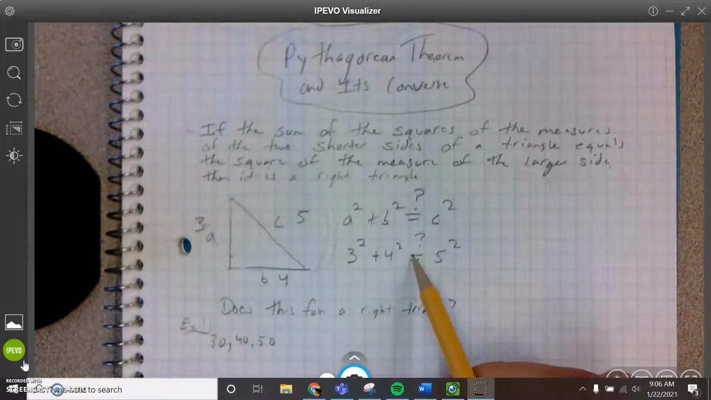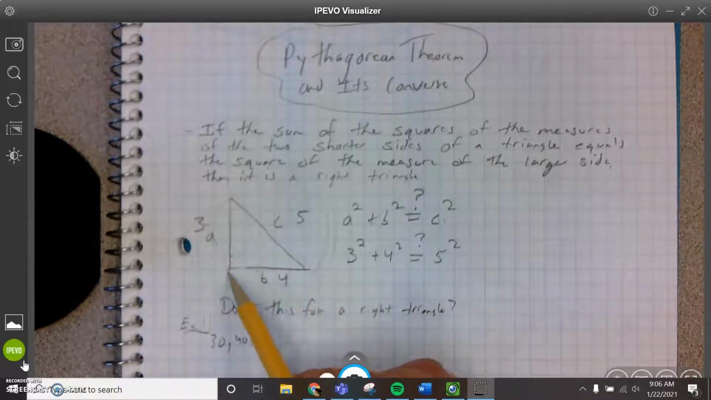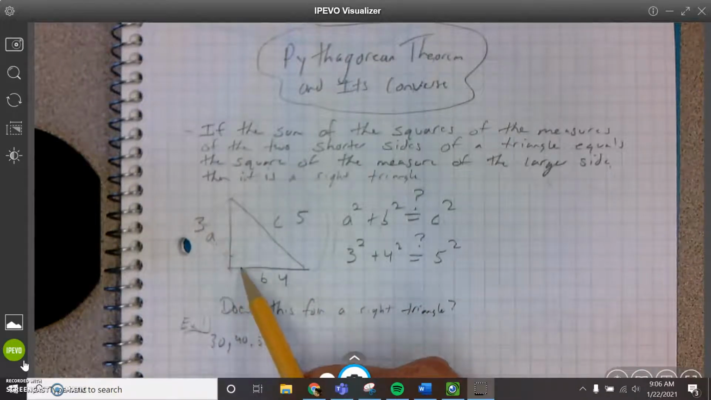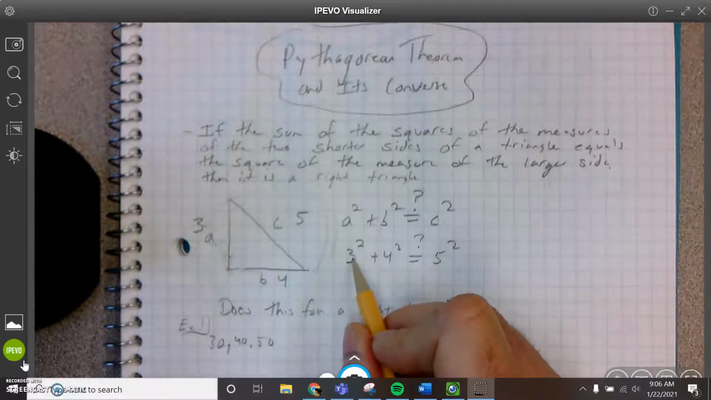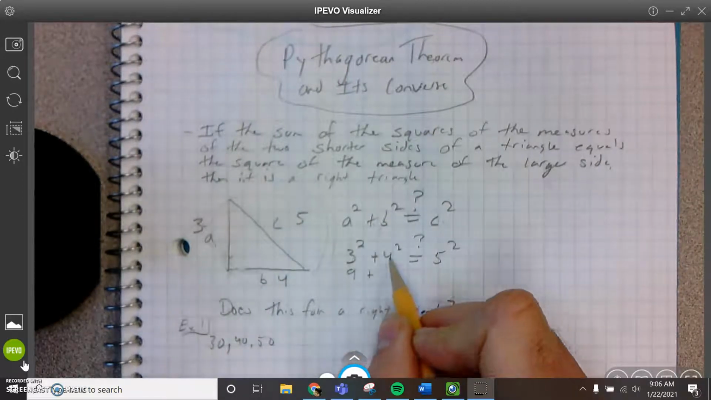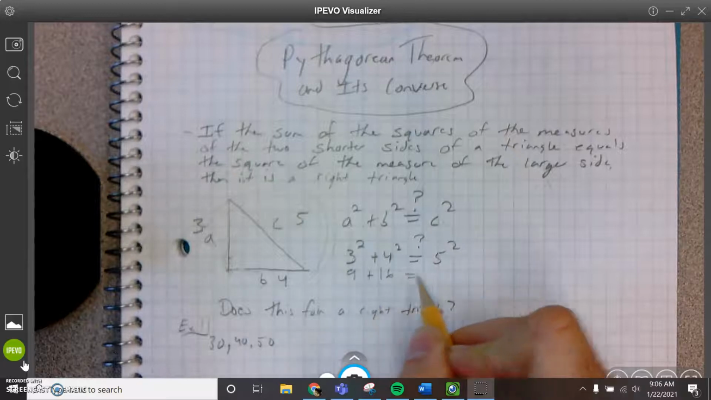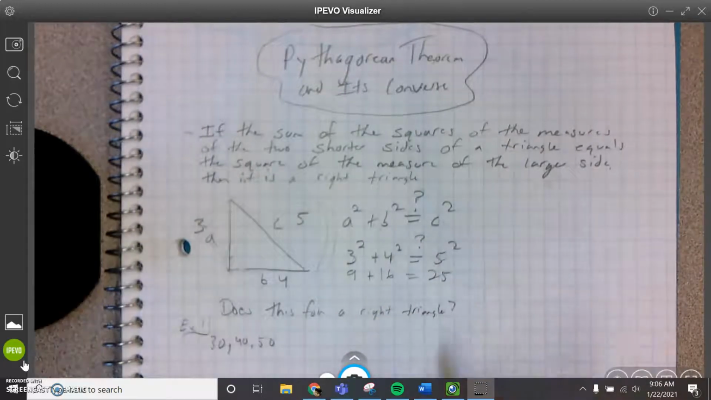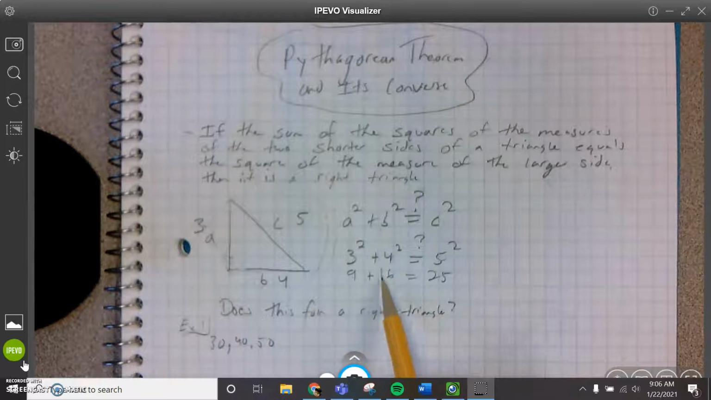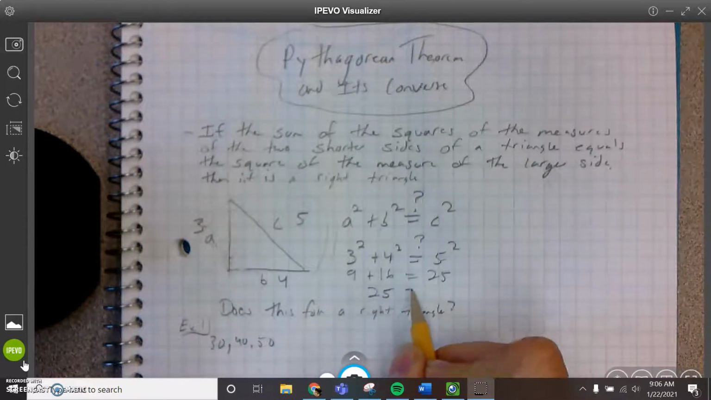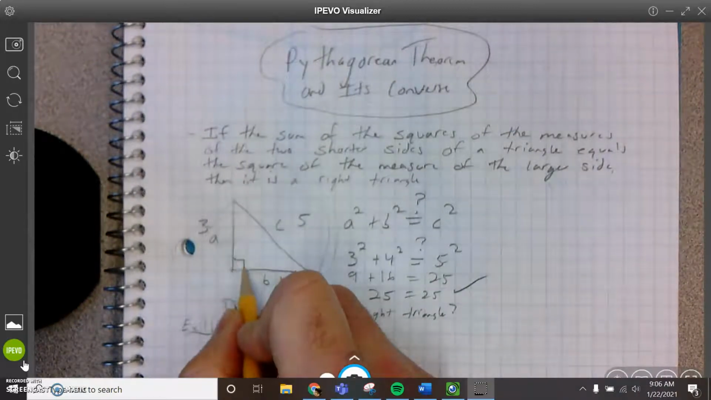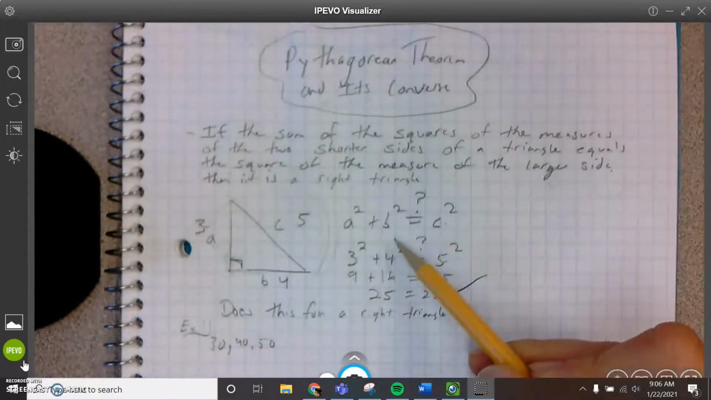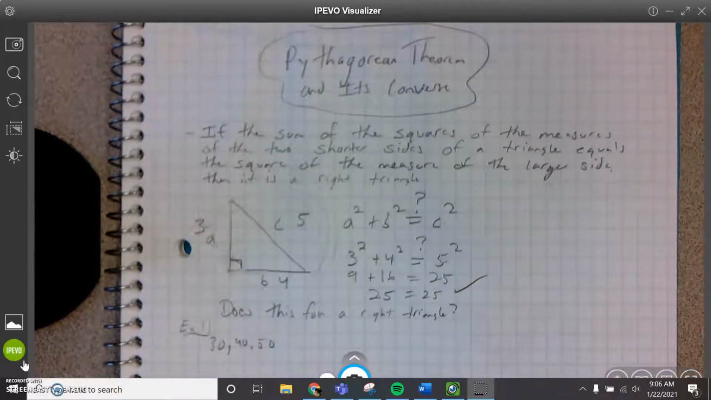And if this is true, if it does equal, then it's a right triangle. If it doesn't, that's like 91 or 89 or 92 or 90.1. It's not exactly 90. That's what we're trying to figure out. Okay, so let's see. 3 squared is 9. 4 squared, 4 times 4 is 16. 5 squared is 25. 9 plus 16 is 25. Yeah, 25 equals 25. So this is a right triangle right there because the Pythagorean theorem is true for that one.